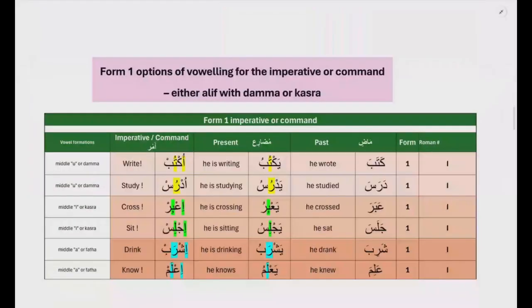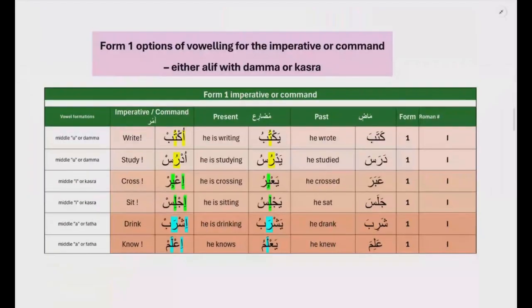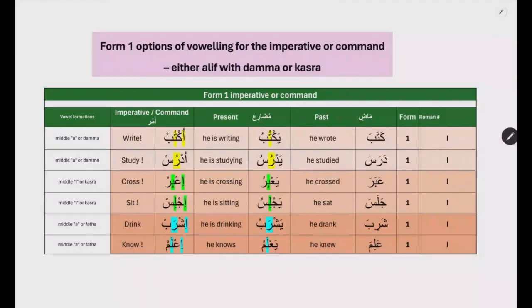All right, now this slide, I think I've shown this before, but just to recap, because it's important for the next one, there are verb forms that have similar but different voweling. The one group we have is kataba, darasa, which if you look at the present tense is yaktubu and yadrusu. If you look at the vowel here, it's a dhamma. Then we said when you come to the command form, you have to use the alif with the dhamma for these two. So it's got one shade of color.